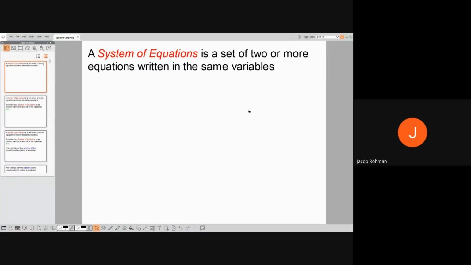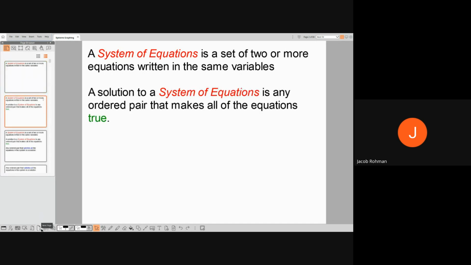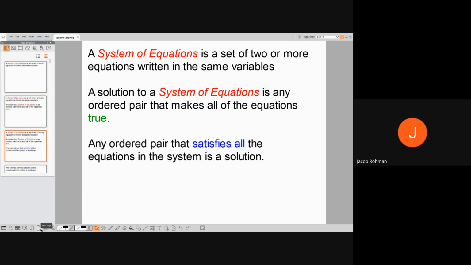Roman. Today we're going to be talking about systems of equations and solving them by graphing. And up at the top here I put a definition for what a system of equations is. And recall that a solution to a system of equations is any ordered pair that makes all of the equations true. Another way you could say that is any ordered pair that satisfies all the equations in the system.